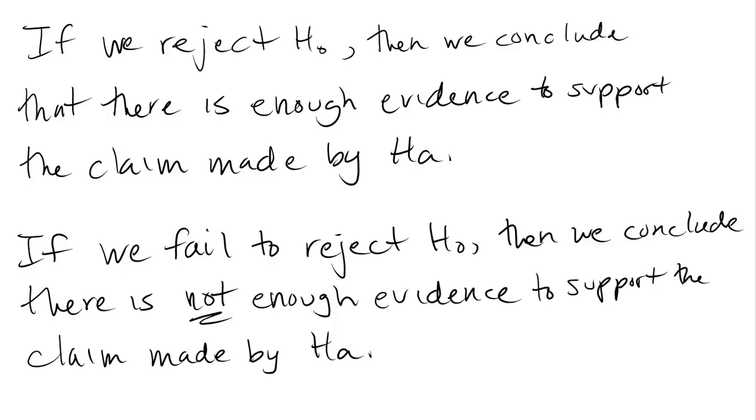On the other hand, if we fail to reject the null hypothesis, then we conclude that there's not enough evidence to support the claim made by the alternative hypothesis. This is important. If we fail to reject the null hypothesis, we are not saying that the null hypothesis is true. We're just saying there wasn't enough evidence to suggest that it was false. Those are two different things. Just because you can't prove that something's false doesn't mean that it is true or that you even have evidence to suggest that it's true.